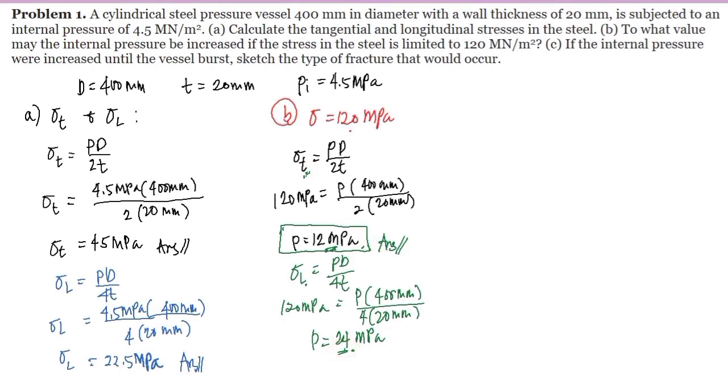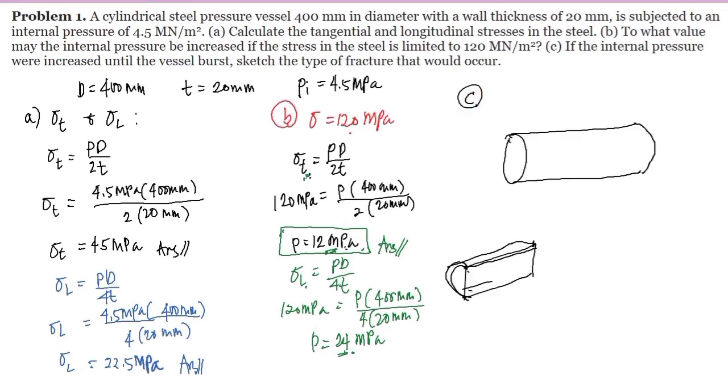Now for the situation C, we are asked to sketch the type of fracture that would occur. For the tangential stress, kinuha natin yung longitudinal section at ito yung ginamit natin in derivation of the tangential stress. While sa longitudinal stress naman ay kinuha natin yung transverse section, and ito naman yung ginamit natin for the derivation of the longitudinal stress.